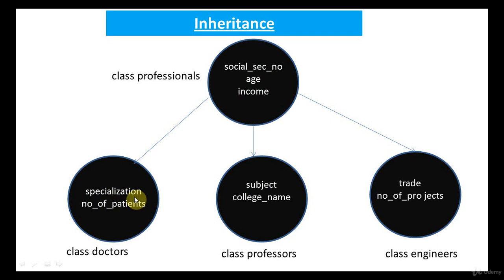These classes, Doctors, Professors, Engineers, have their specific data and methods. In this case, I have shown only the member data. This subclass has specialization and number of patients, which is specific to the Doctors class. Subject and college name is specific to the Professors class. Trade and number of projects is specific to the subclass Engineers. But all of these classes are inheriting from the Professionals class. So what we are achieving is we are preventing the redundancy of data. Repetition is being prevented. We will be learning a lot when we start writing the programs in Java.